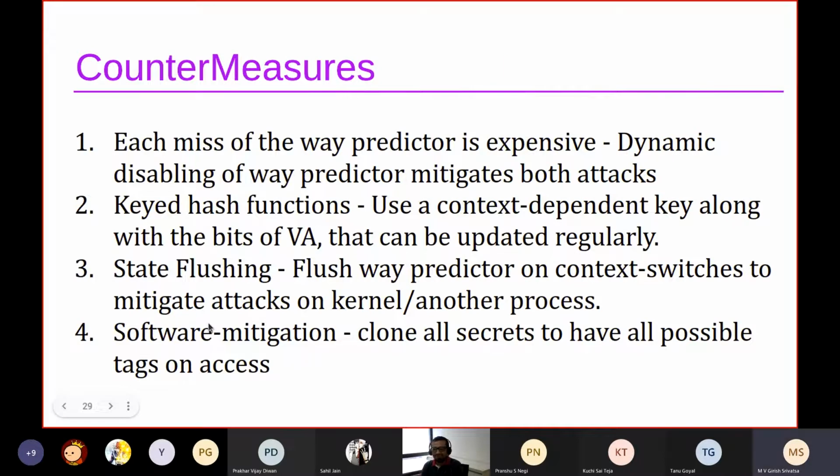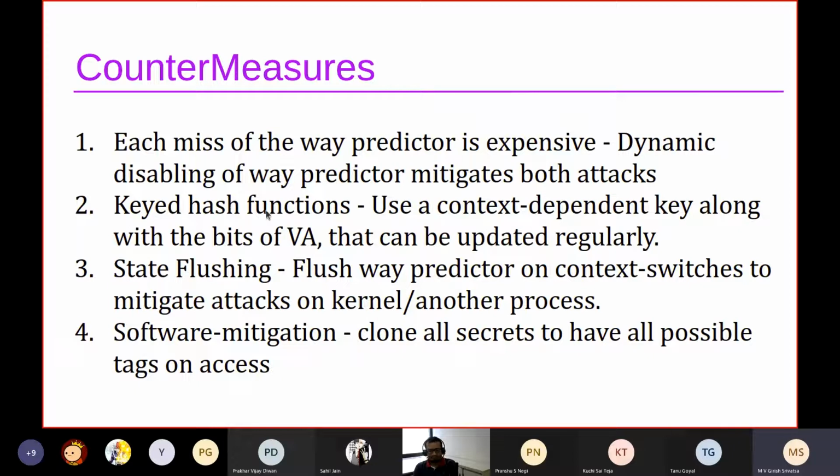After all these attacks, they proposed 4 different mitigations against them, 3 of which are hardware mitigations. The fourth one is a purely software mitigation. The first one is dynamic way prediction. Here, every miss of the way predictor might result in you going to the L2 cache to fetch data, even though it might be there within L1D already. The proposed solution was to disable the way predictor when a high number of misses is observed, and enable it when a low number of misses is present. This both improves performance and mitigates this attack.